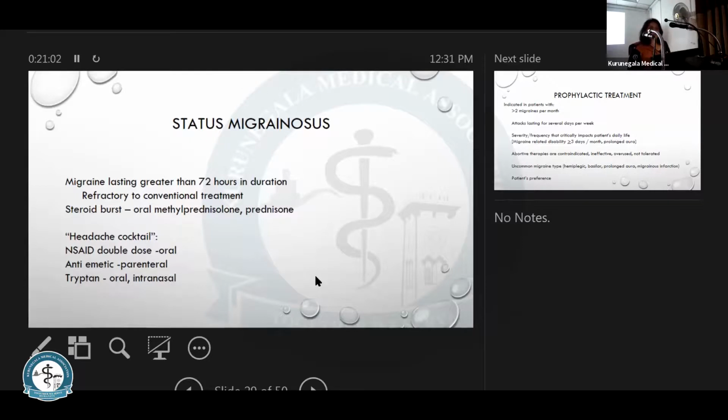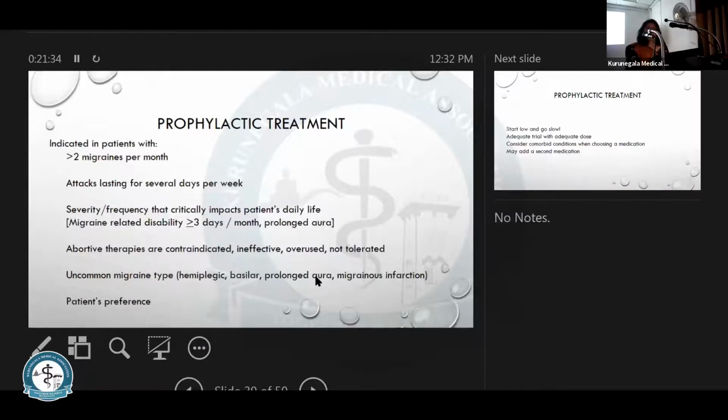If the patient is vomiting, and usually these patients are vomiting vigorously, they are in severe pain, they are really photophobic, so they are not looking at you, they are just closing their eyes and waiting. Sometimes they are vomiting, so you can give the headache cocktail, maybe double dose of NSAID, antiemetic, maybe parenteral because they are vomiting, and a triptan. Oral or intranasal preparations are there, so you can use one of those. So that is the acute part.